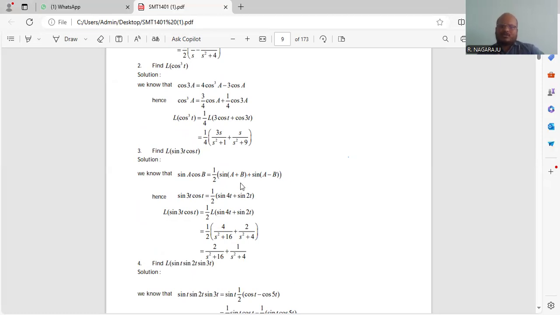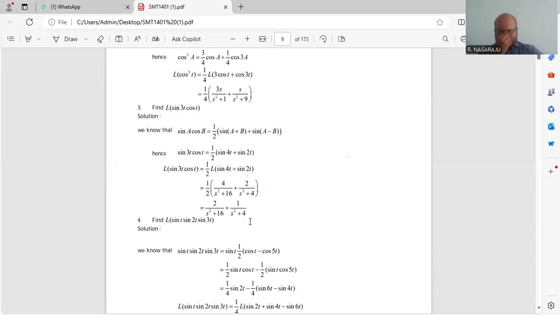Then you will get 1 by 2 of sin 6t plus sin 0t. When you apply the Laplace transformation, it is 1 by 2 of L of sin 4t plus sin 2t. Just now we discussed the sin at formula, which is nothing but a by s square plus a square. So for sin 4t, in the place of a you have 4, so 4 by s square plus 16. And after that, sin 2t also gives 2 by s square plus 4.